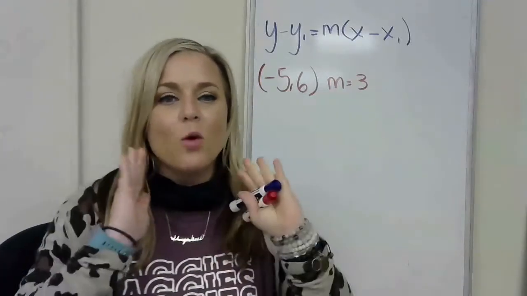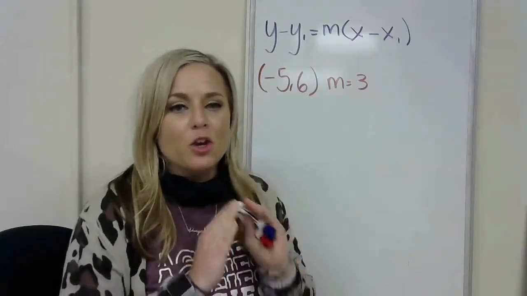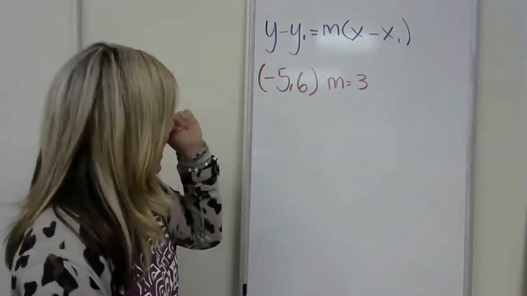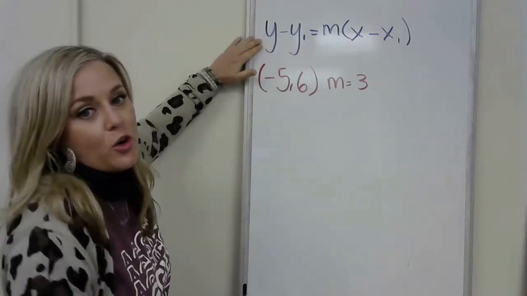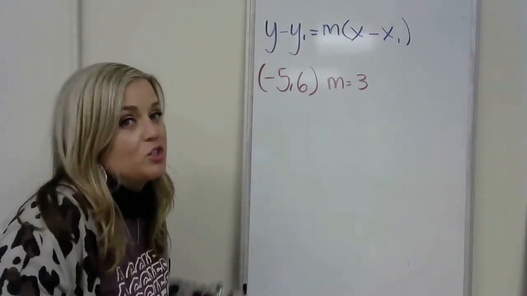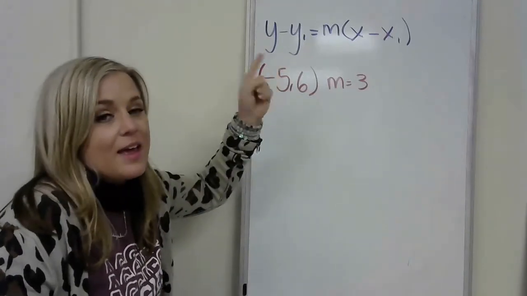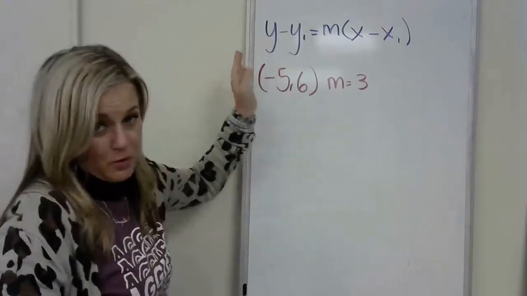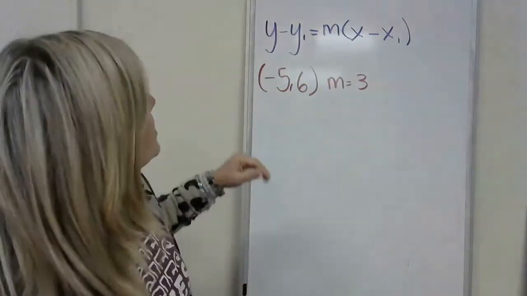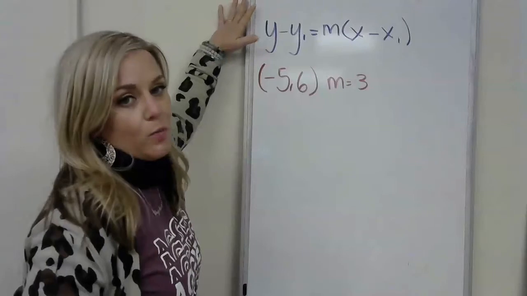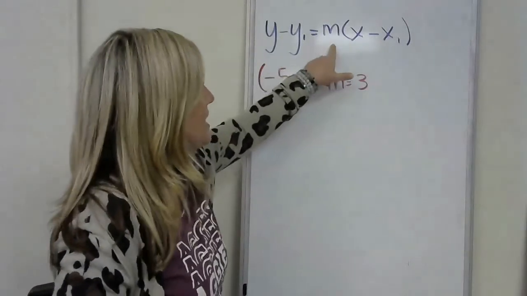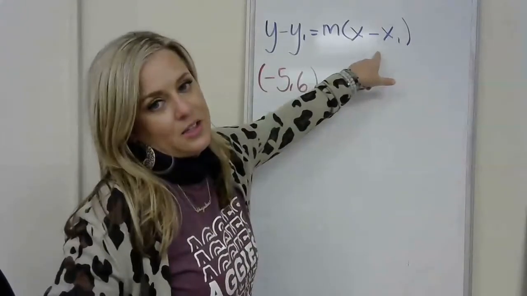All right, guys, I'm going to introduce to you a new type of equation, point slope form, and that is this one right here. You're going to want to pause this video and write this down because you're going to be using this all day today, and you'll probably be using it tomorrow in your chapter review and on the chapter test. So this right here, point slope form, is y minus y1 equals m times x minus x1.